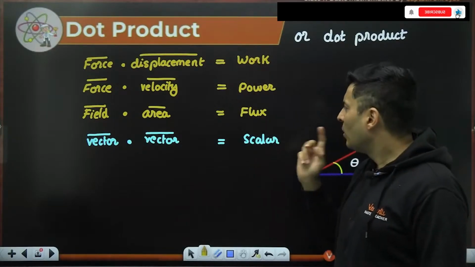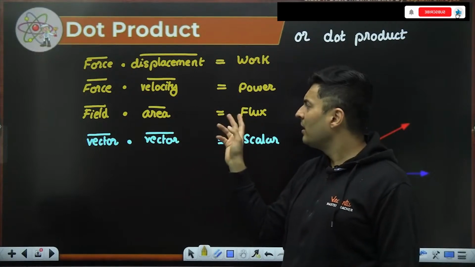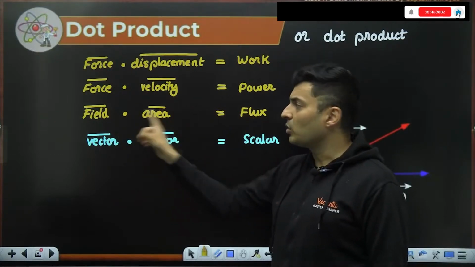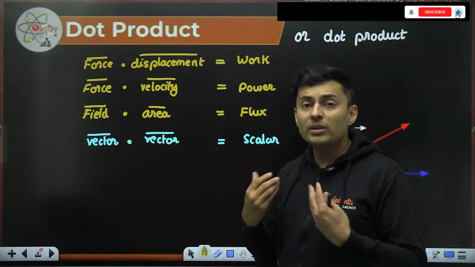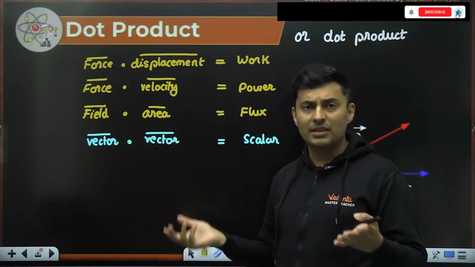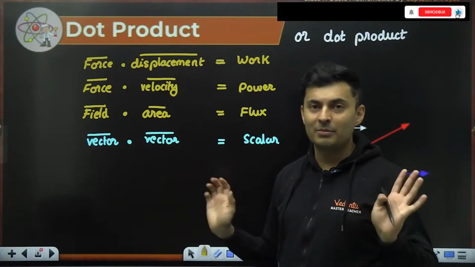Scientists realized that every time there is a vector multiplied by a vector, the final answer is always the magnitude into cos of the angle between them. Because this gets repeated in many places in physics, for many physical quantities, they thought, why not make it a rule? So they made their own symbol.